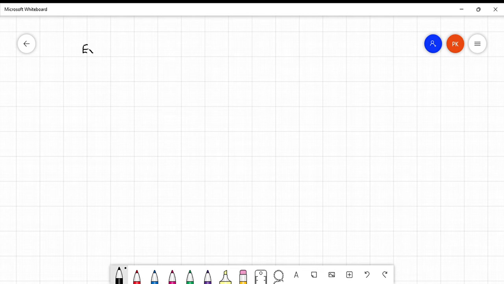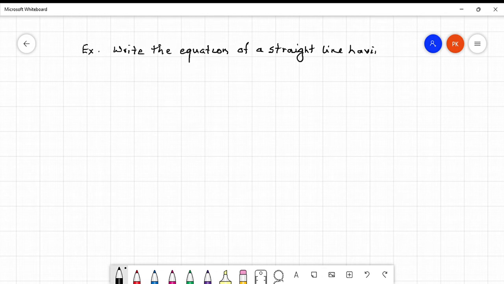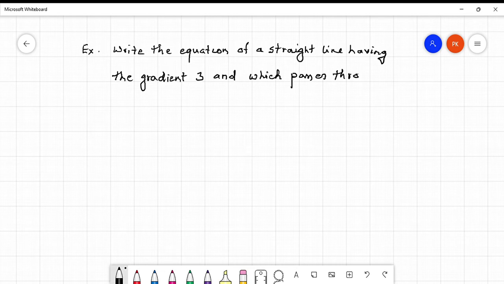Write the equation of a straight line having the gradient three and which passes through (0, -2).